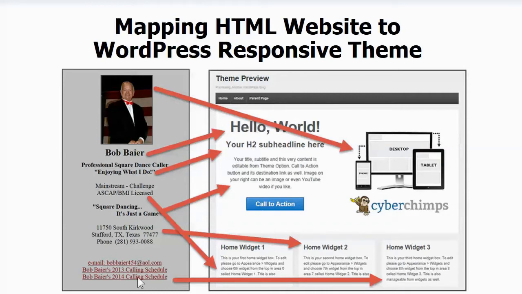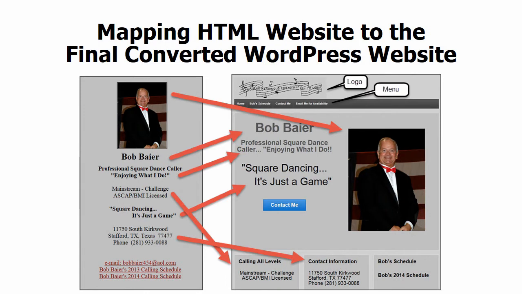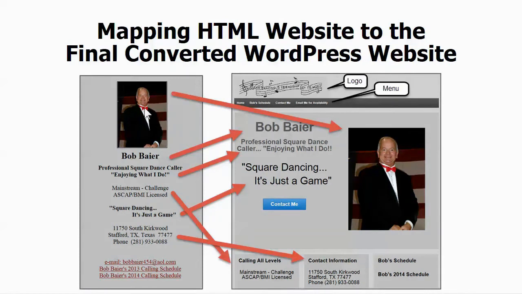We'll map the link for Bob's calling schedule to Home Widget 3 and also include a menu item up at the top that provides access to the schedule. Here we see the original website on the left and the WordPress responsive theme website after conversion. Again, we see how the objects in the HTML website map to the WordPress responsive theme template. We've also added a custom logo and additional menu items.